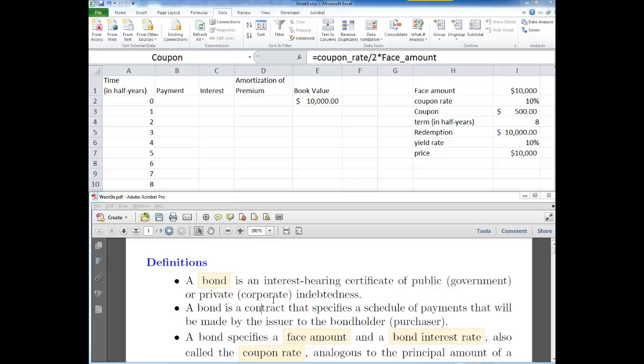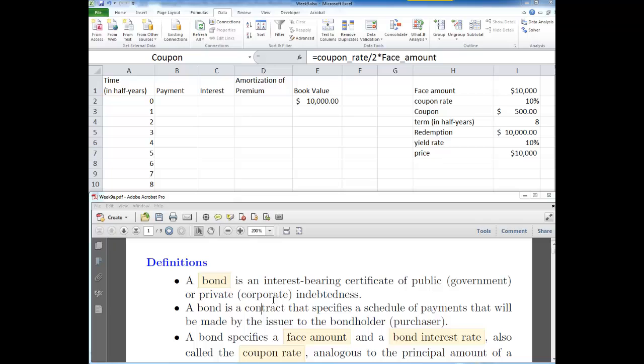And the issuer could be some kind of government entity like a municipality or the federal government. That would be a public type bond. Or it could be a corporation, so a corporate bond, then you would be making a loan to a corporation.